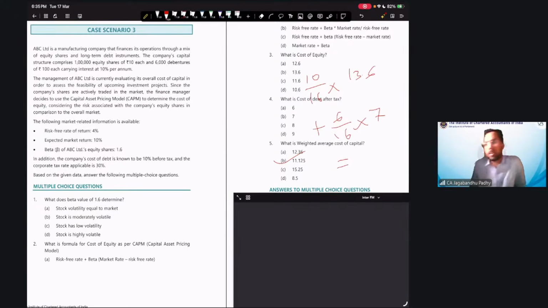Okay, when you say moderate volatile, it's going to be when beta is 1. And if beta is less than 1, then you will say that it's having a lower volatility. Got it? Even if it is 1, you can say it's equal to market. So moderate and equal to, it's going to be the same.